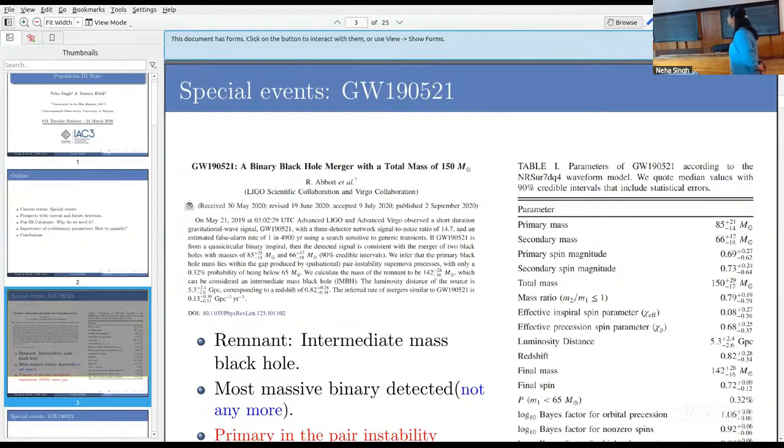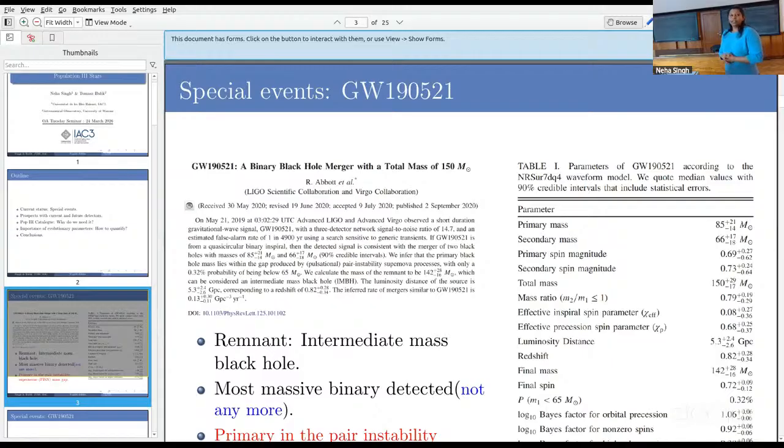So I'll start with this event that was detected by LIGO on 21st May 2019. So this is a special event. Why? Because first of all, the remnant of this binary was an intermediate mass black hole. And at the time of its detection, it was the most massive binary detected. Another special thing was that one of the components, the primary mass, the heavier one, lies in the pair instability supernova mass gap.